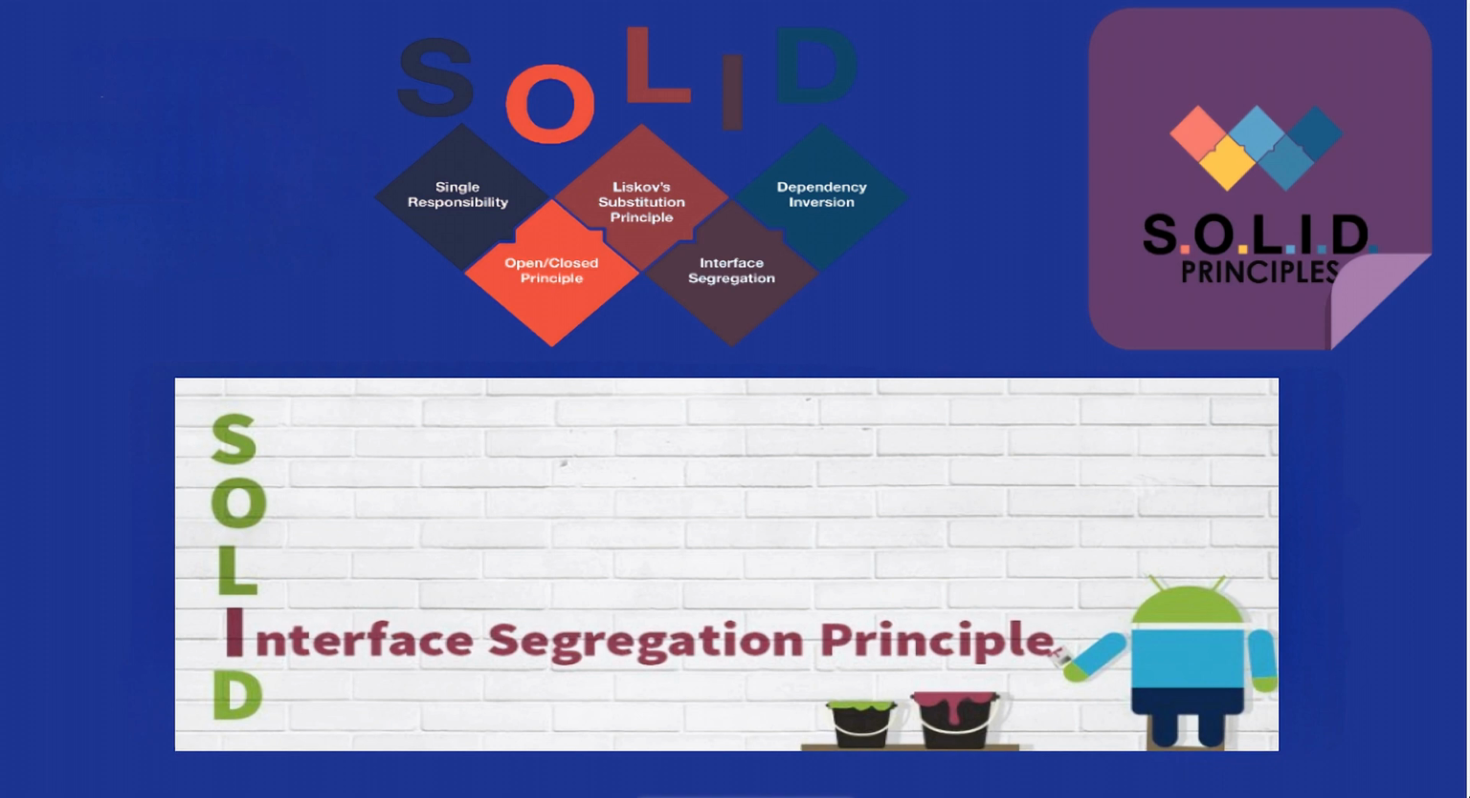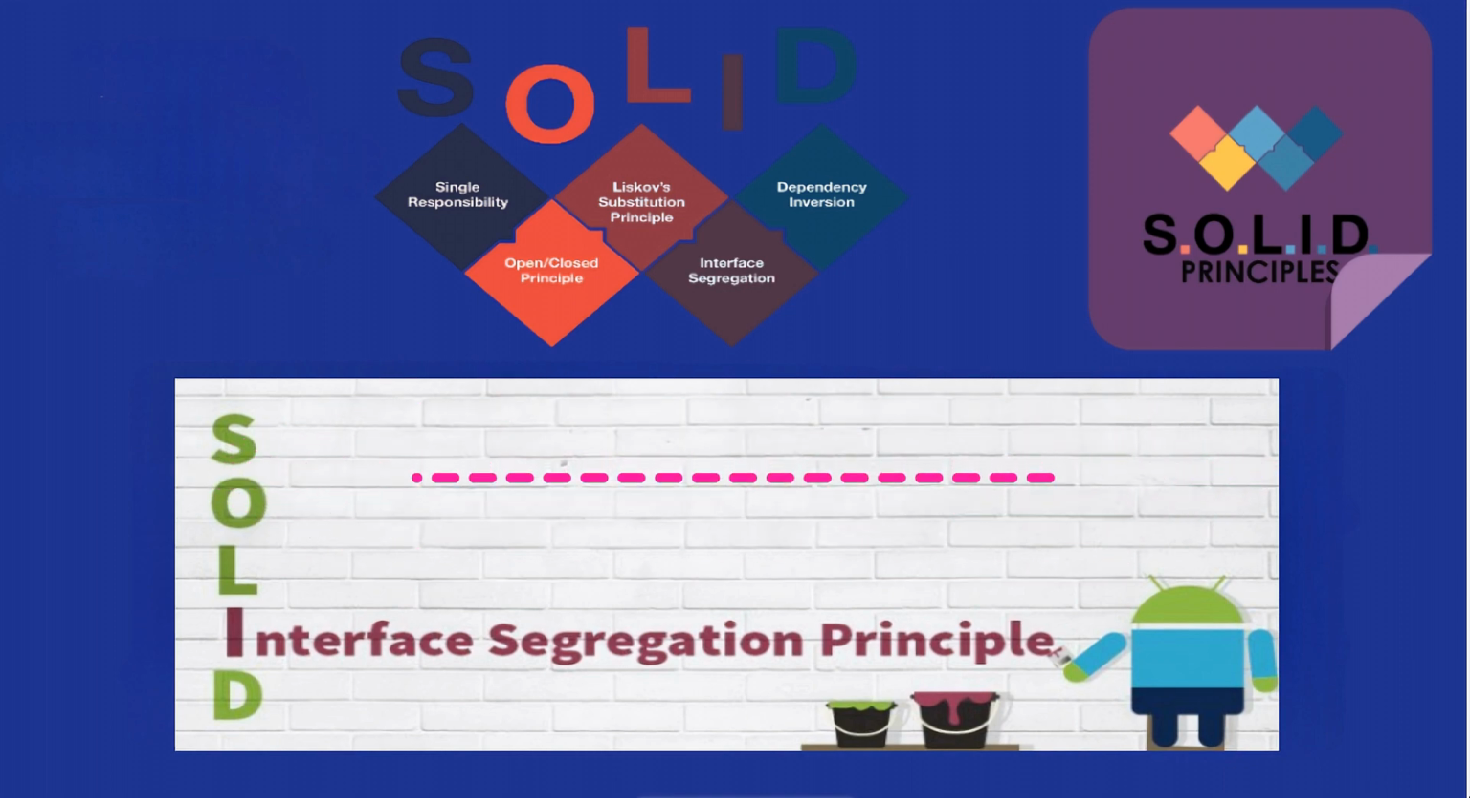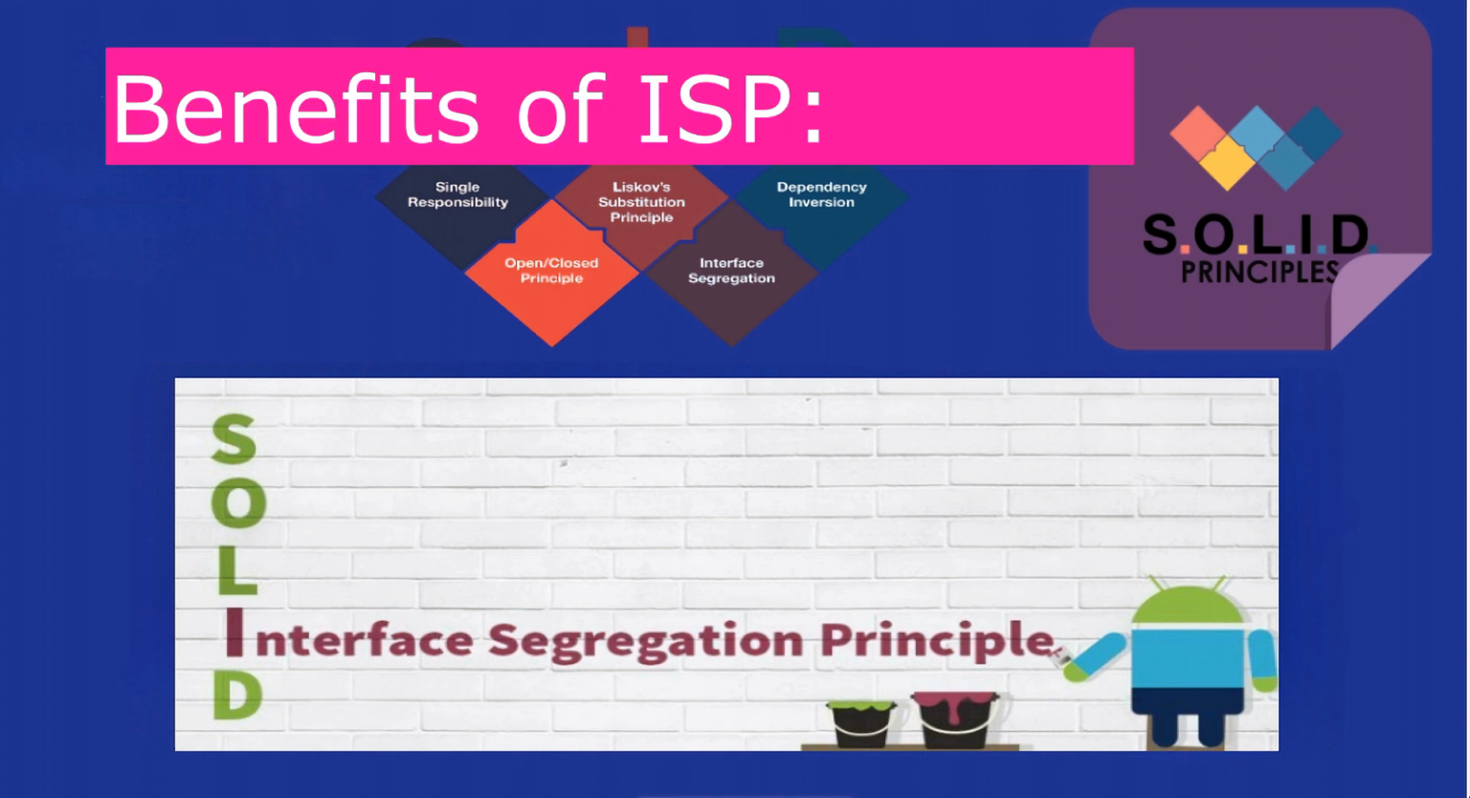First, the principle states that a client should not be forced to implement interfaces it does not use. In simpler terms, the ISP suggests that no class should be obligated to implement methods it does not need or use. It emphasizes breaking large interfaces into smaller, more focused ones. This way, it prevents unnecessary dependencies and ensures that the classes that implement the interfaces are not burdened with irrelevant functionality. What are the benefits of the interface segregation principle?